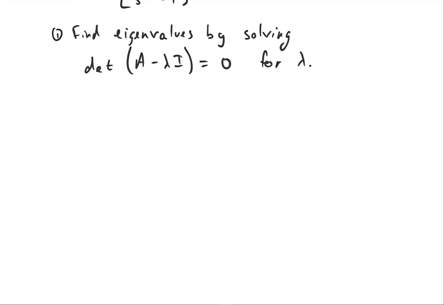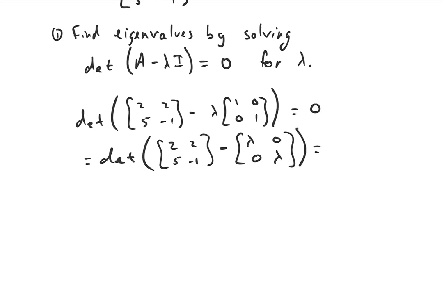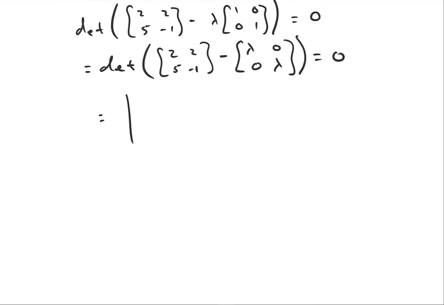Okay, so for this matrix, we have the determinant of A, which is 2, 2, 5, and negative 1, minus lambda times the 2x2 identity, and we're setting that equal to 0. This is equal to the determinant of our A matrix minus the matrix lambda 0, 0, and lambda, set equal to 0. This is equal to the determinant of 2 minus lambda, 2, 5, and minus 1 minus lambda.